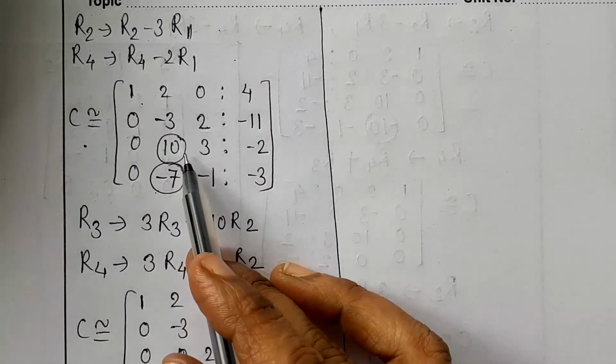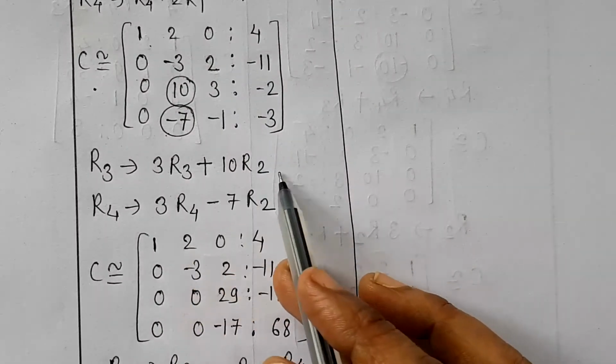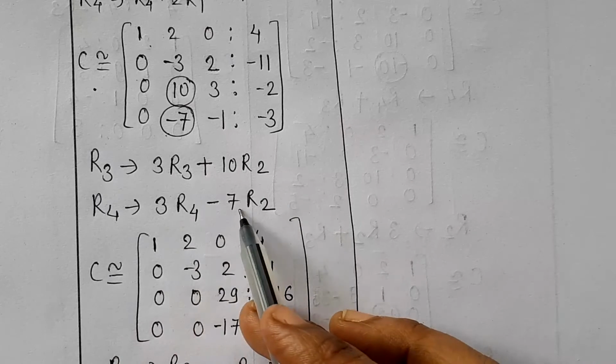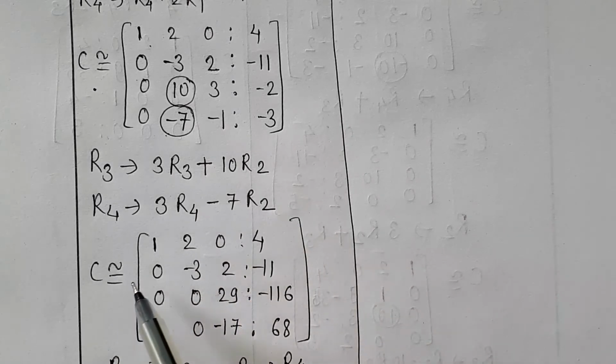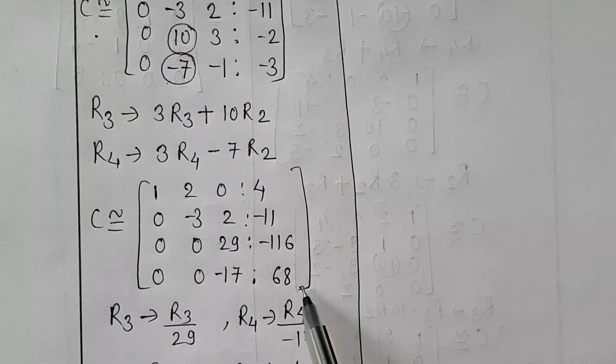Next we try to convert this 10 and minus 7 into 0. So R3 changes to 3R3 plus 10R2 and R4 changes to 3R4 minus 7R2. So this C matrix becomes 1, 2, 0, 4, 0, minus 3, 2, minus 11, 0, 0, 29, minus 116 and 0, 0, minus 79, 68.